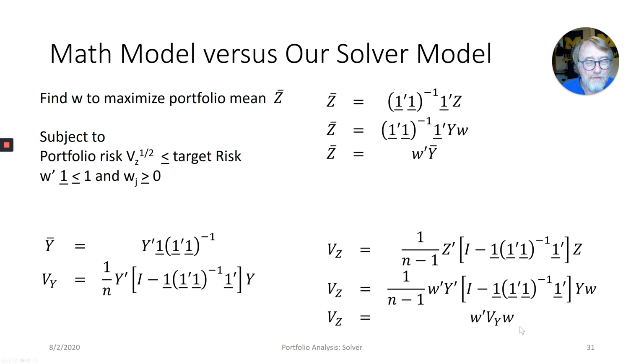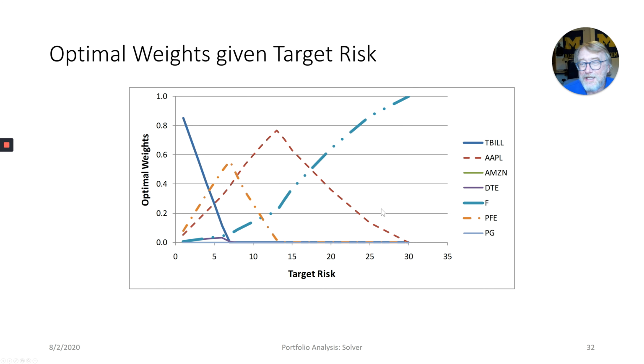Okay, and here's what the variance of z is. So you could write down the solver as W transpose variance covariance matrix of your assets times W. But you can also write it down like this, which is a function of my Y's and W's, right? What we did in solver is what we did here with this middle line. And you can just verify that the two things are equal. And so everything is good. Okay, so let's take a look at what really happens as I change my target risk.